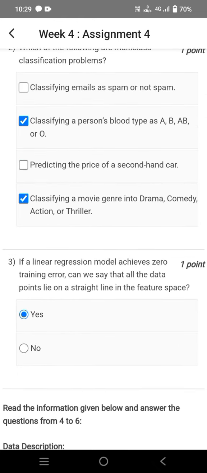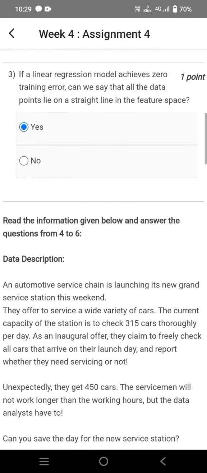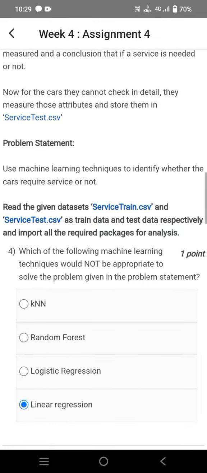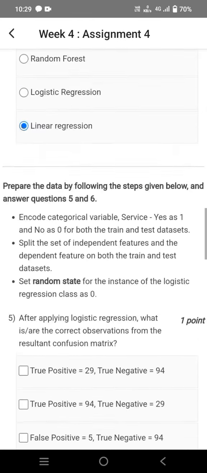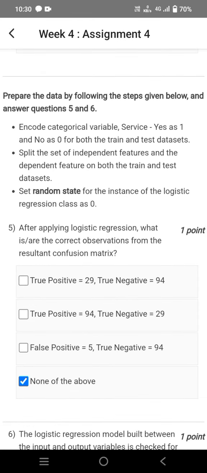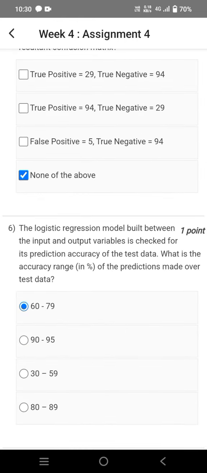Question 3rd. If a linear regression model achieves zero training error, then we can say that all data given points lies on the straight line feature space. Option A, true. Question 4th. Correct answer will be option D, that is linear regression. Question 5th. Correct answer will be option D, that is none of the above. Question 6th. Correct answer will be option A, that is 60 to 79.